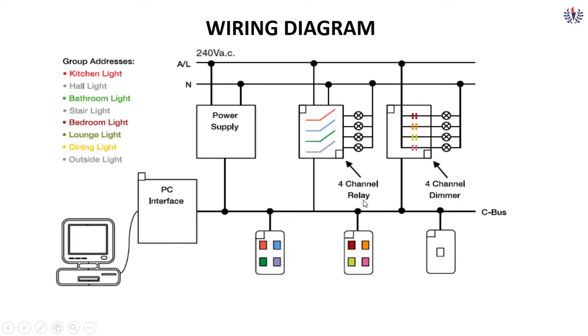four channel relay. It is meant for just switching on and off. So especially it is in the kitchen, hall, bathroom, and one stair light. And we do have the dimmable LED, which is recommended for bedroom, lounge, dining, and outside light. Also, it is recommended. So based on this wiring, here we are going to control the switching.